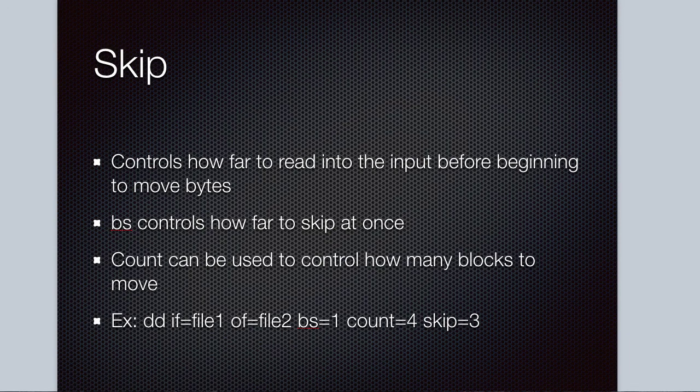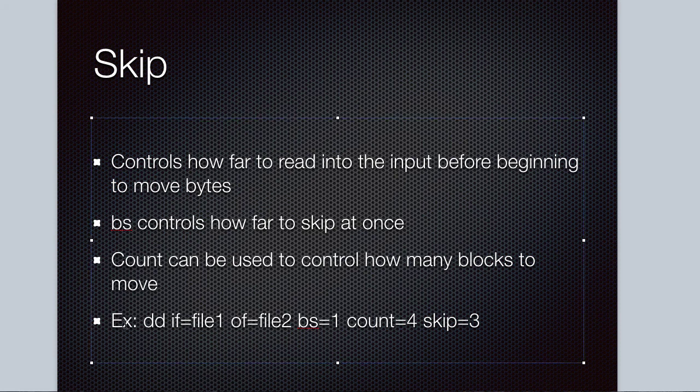So dd is a lot more versatile, and one of the things that makes it versatile is that you can target within your input or your output. To target within your input, you use the option skip. This controls how far into the input you begin reading before you start moving bytes. BS controls skip as well. Everything is in terms of blocks. So whatever you set skip to is a certain number of blocks.